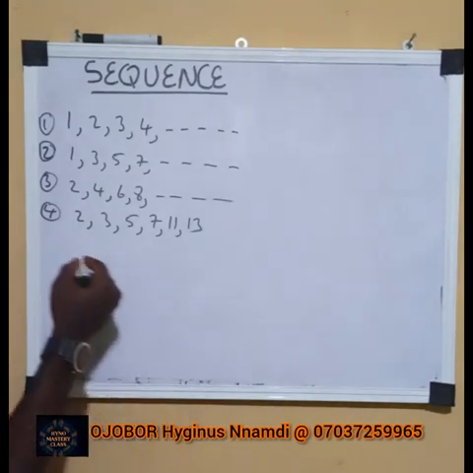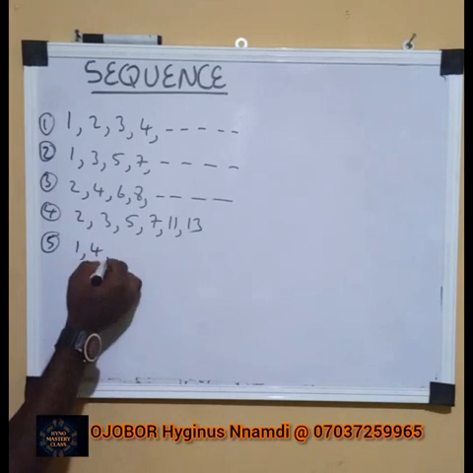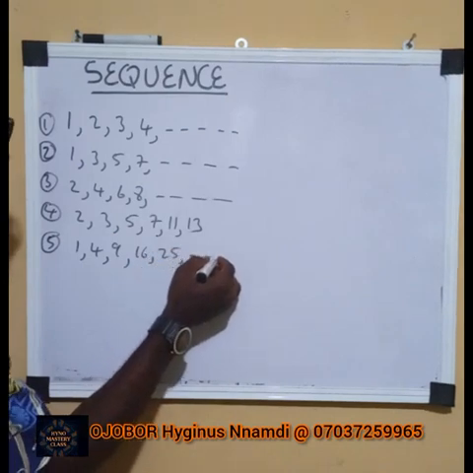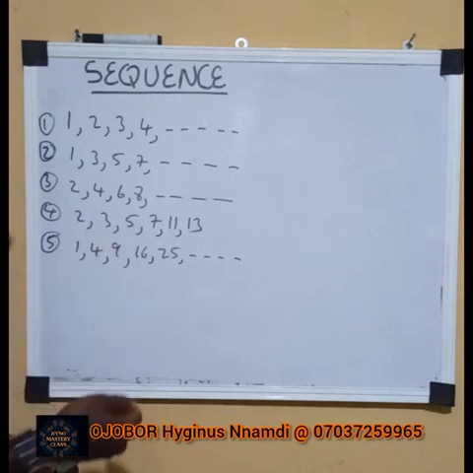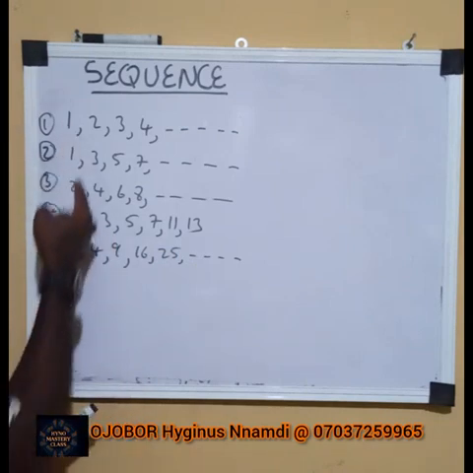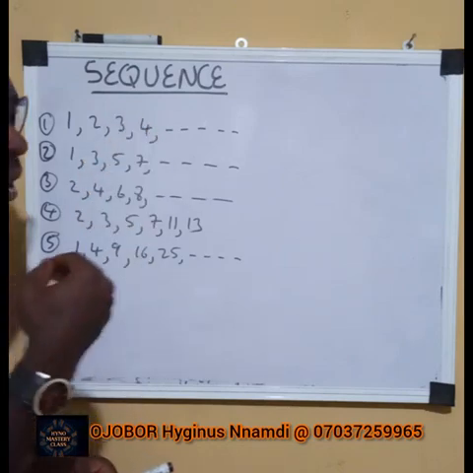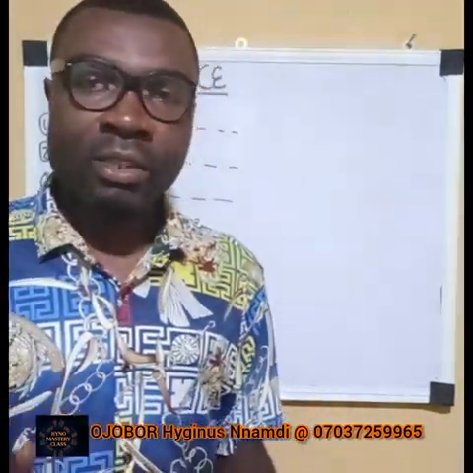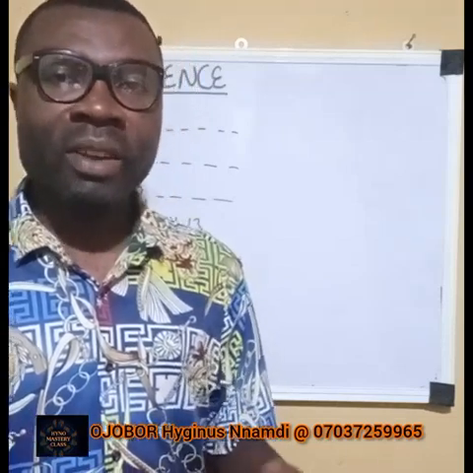We can also have a sequence of, let's say, 1, 4, 9, 16, 25, and so on and so forth. This is an infinite sequence of the squares of natural numbers. If you square 1, you get 1, you square 2, you get 4, you square 3, you get 9, you square 4, you get 16. So there must be a particular order of this set of numbers before we refer to it as a sequence. We have different types of sequence.